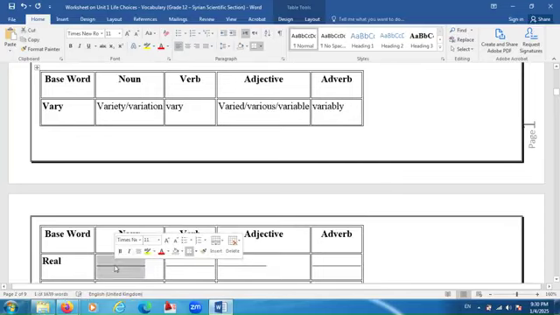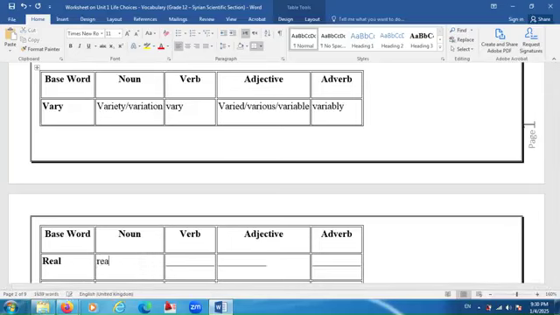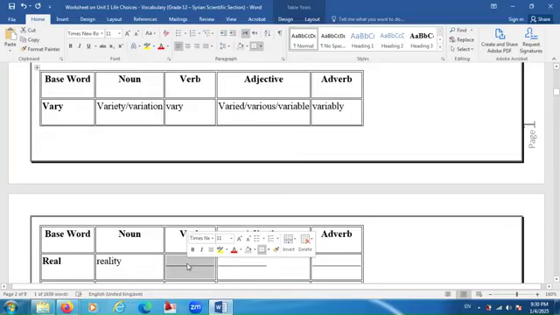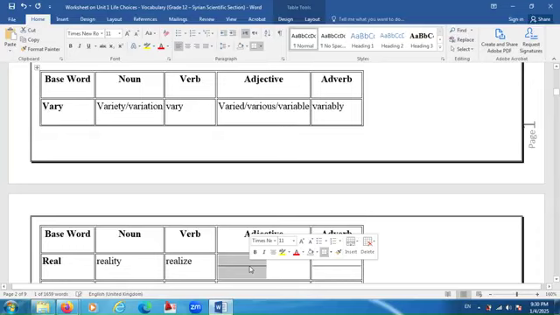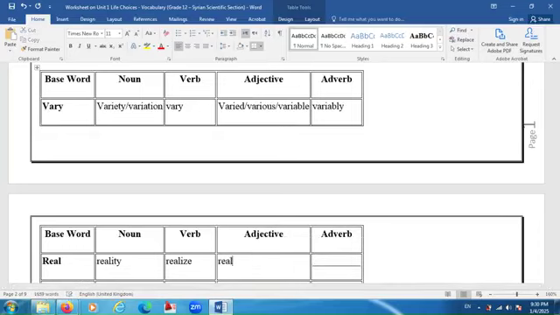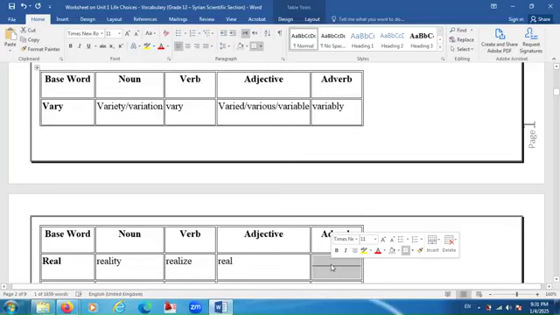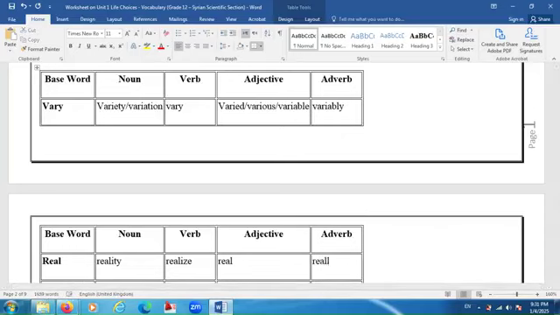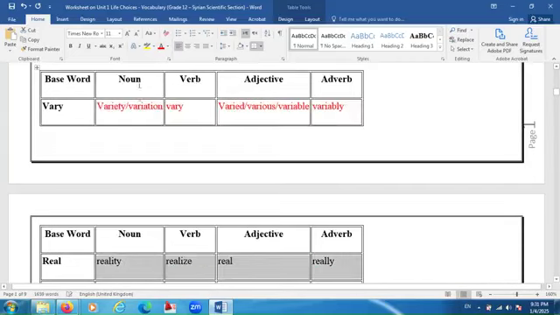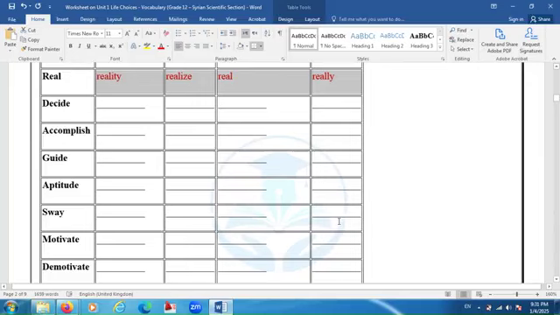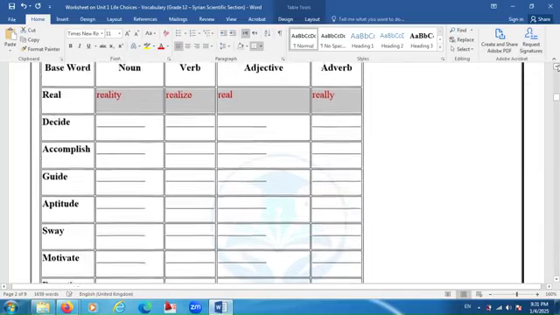Real. The noun from real is reality. The verb is realize. The adjective is real, same as the verb. And the adverb, you can say really. Yeah, I can accept it, really. I'm moving now. Okay.